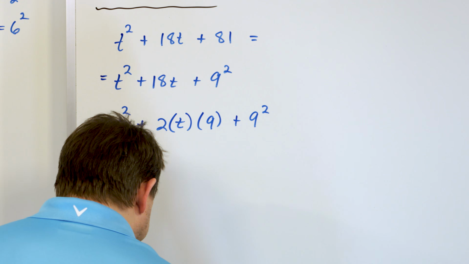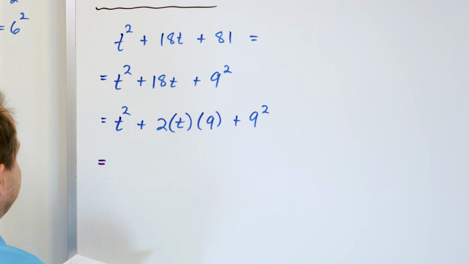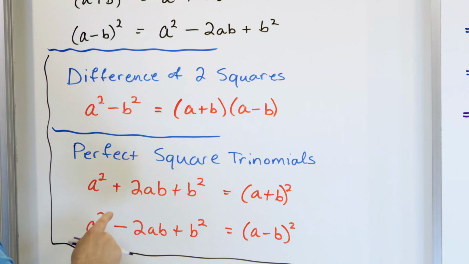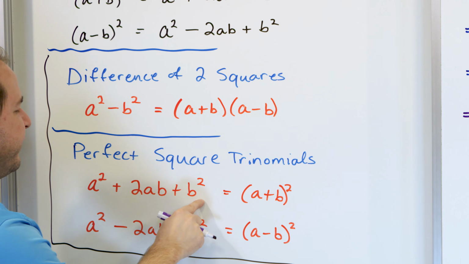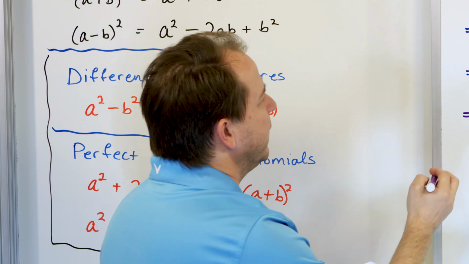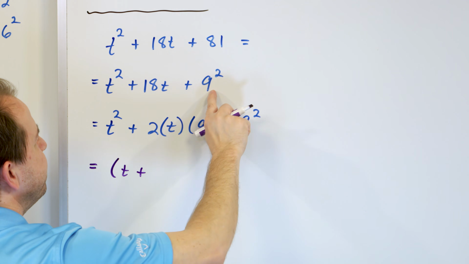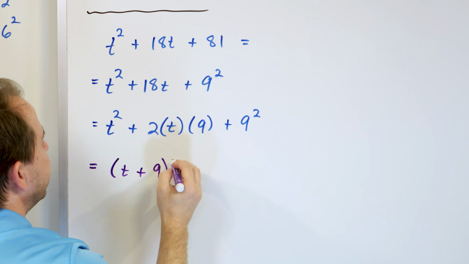So because I know that it fits the form, I can literally write the answer down without any calculation at all. Because the answer says that if it's a squared plus 2ab plus b squared, then the answer will be simply a plus b quantity squared. A is t, plus b, 9. That's the base that happens to be squared there, quantity squared.